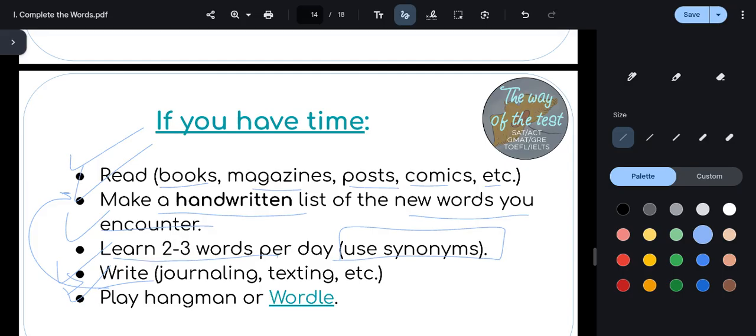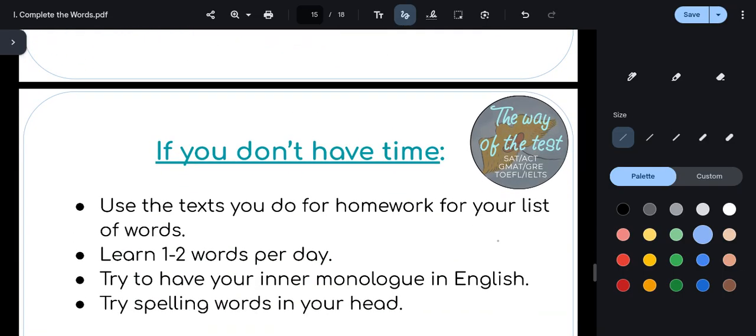If you do have time on your downtime, if you're on the bus, in the train, or in a boring meeting, yeah, you can play Wordle. And if you're still in school, you can play Hangman with your friends, especially if your friends are also going to take the TOEFL. It benefits them all.